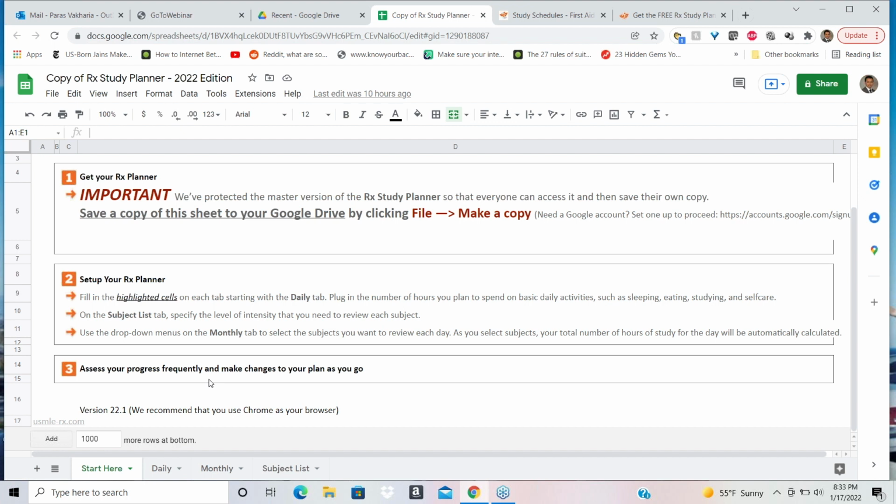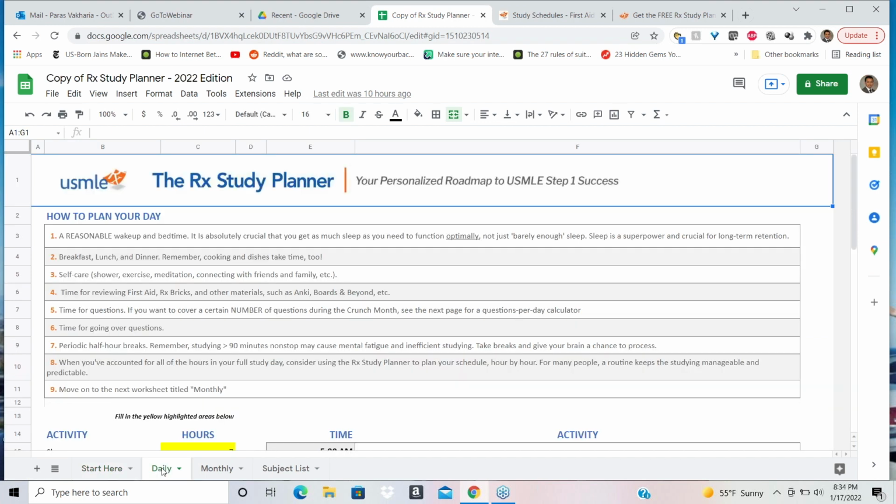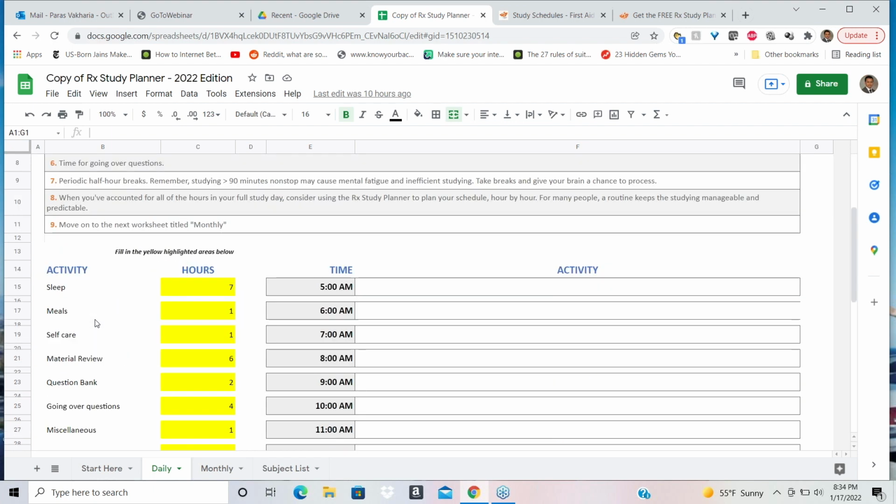As you can see, this is broken down into a daily and monthly schedule. Arjun, like you said, I'll be your RX coach, and you can be the medical student. This gives you some important factors to consider when planning your day: reasonable wake up and bedtime, meals, self-care, etc. This is something you would want to review before going down here. So let's say that you've gone ahead and reviewed that.